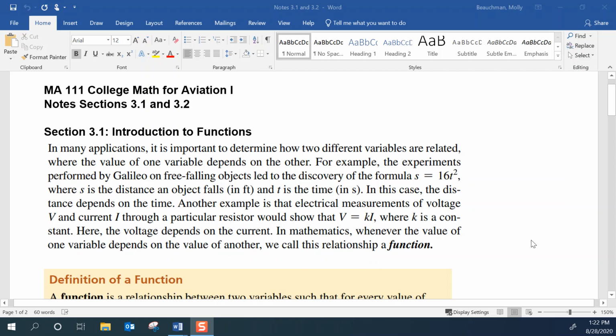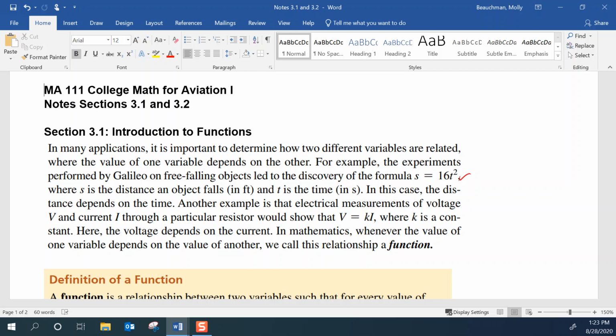In many applications, it's important to determine how two different variables are related, where the value of one variable depends on the other. For example, experiments performed by Galileo on free-falling objects led to the discovery of the formula S is equal to 16t squared, where S is the distance an object falls in feet and t is the time in seconds. In this case, the distance depends on the time.